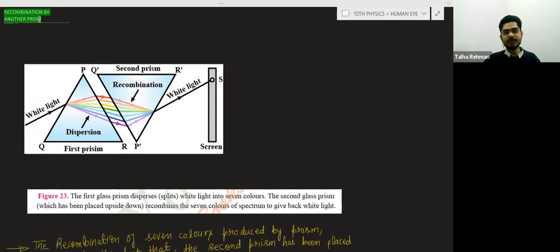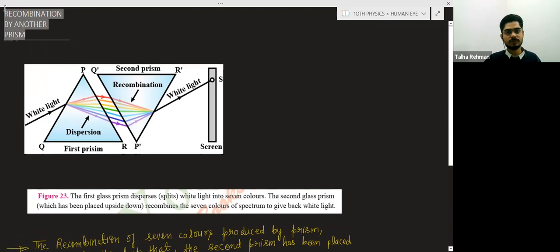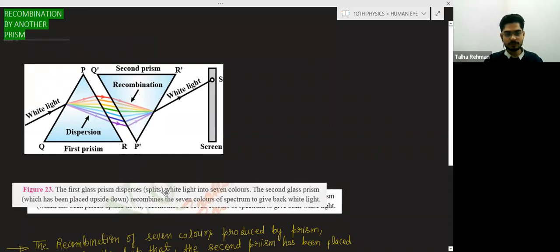Basically, this is the topic of recombination by another prism. This is also done by Newton. So draw this. I have explained why all these things are happening, and write this down also.